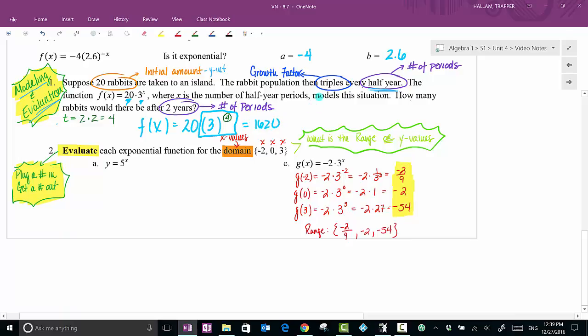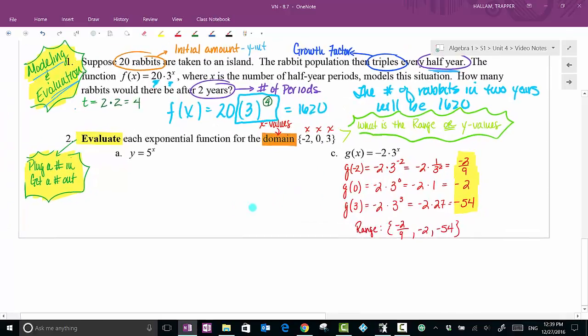Okay, so we need to put this in words, so the number of rabbits in 2 years will be 1,620. Okay, so that's a little modeling, a little evaluation at the same time. You'll see that in your homework.